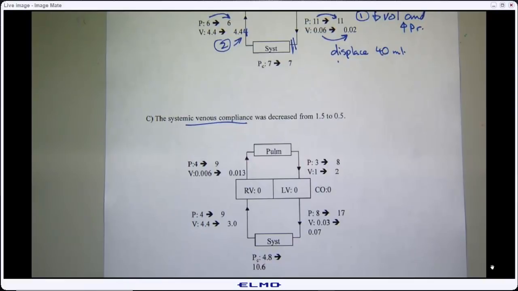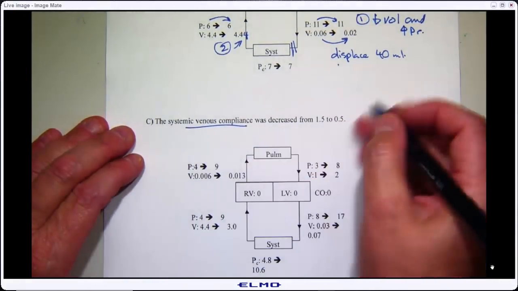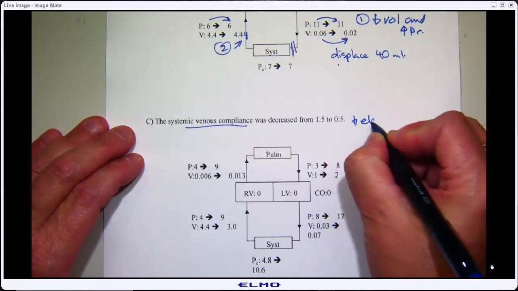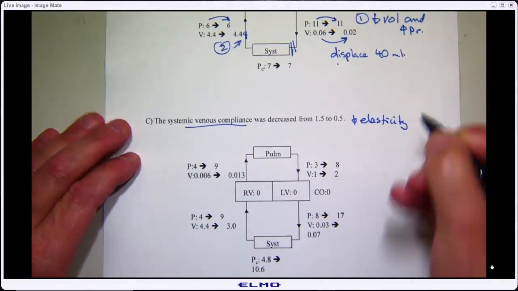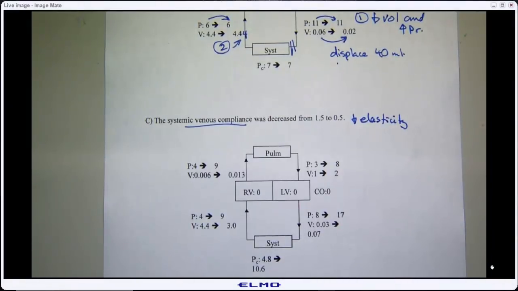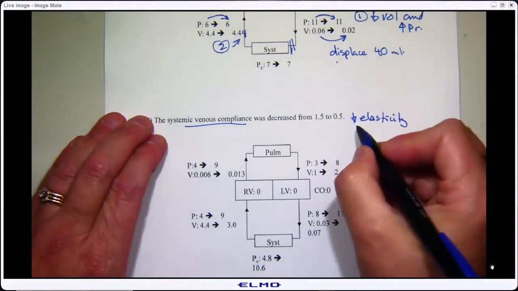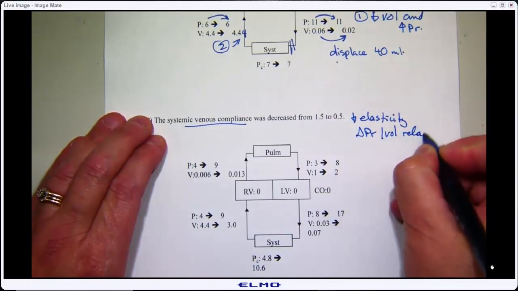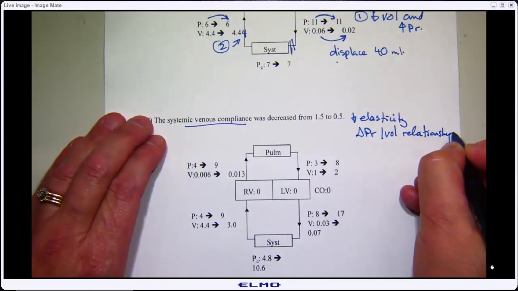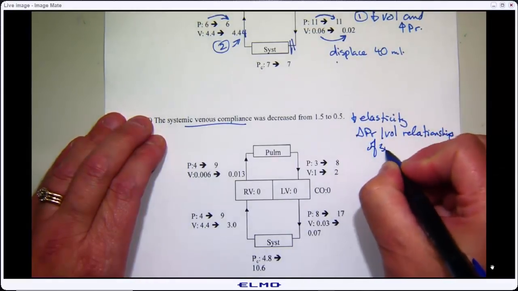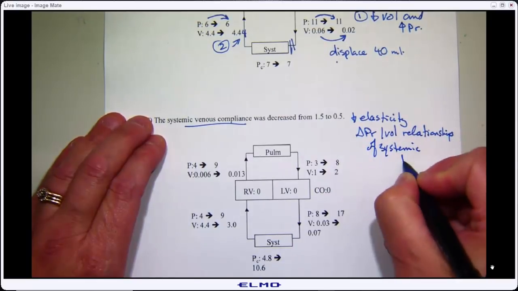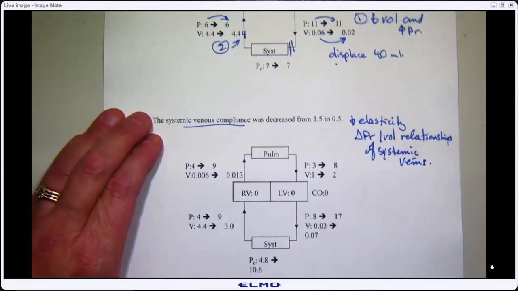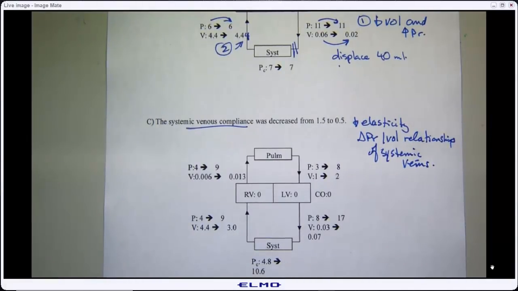Okay, so if I go in and I change systemic venous compliance, so I'm going to decrease the elasticity on the systemic venous side. I'm going to change the pressure-volume relationship of the systemic veins. I'll just write that down and I'll get back to you. That's what that maneuver will do. Change the pressure-volume relationship of systemic veins.